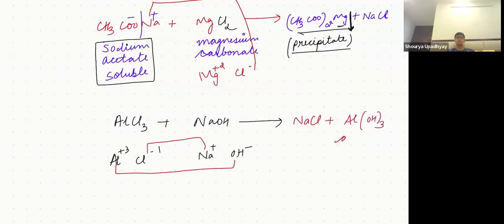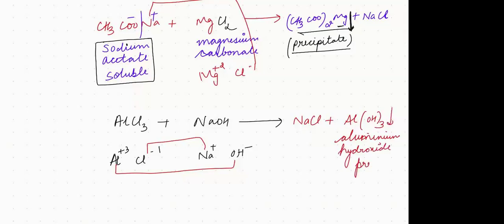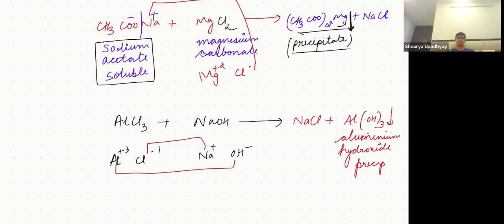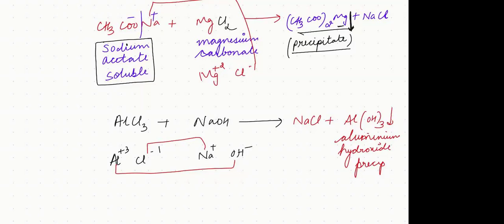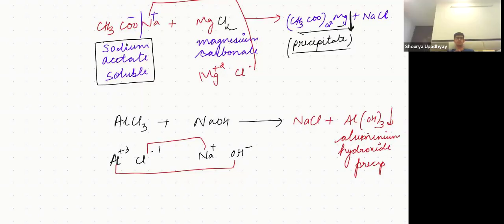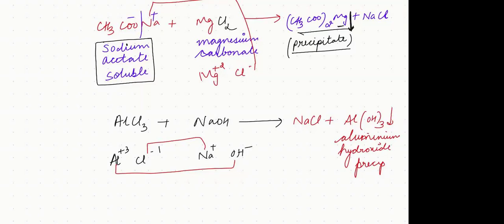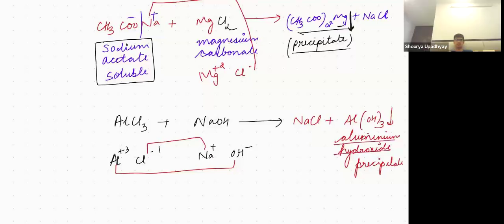So this is aluminium hydroxide. It would form a precipitate, because the basic rule is that all hydroxides form precipitate except for sodium, potassium, and ammonium. Whenever the cation is sodium, potassium, or ammonium, it is always going to be soluble, no matter what the anion with it is. So we would have aluminium hydroxide precipitate.